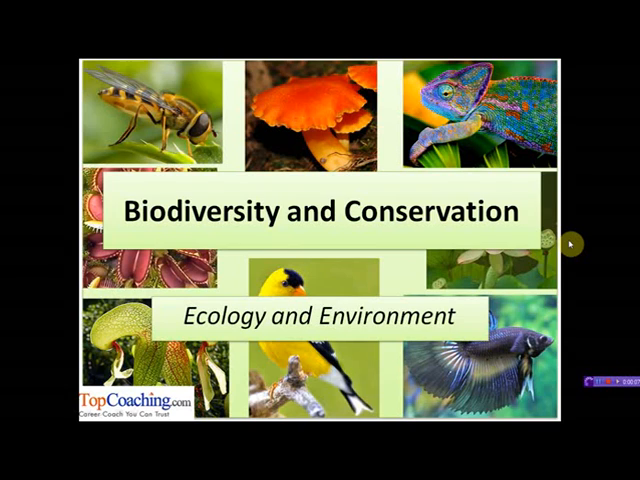We'll continue with the section Ecology and Environment, and this chapter named Biodiversity and Conservation is the third chapter of this section. In this chapter we are going to cover the meaning of biodiversity, various types of biodiversity and various conservation strategies.